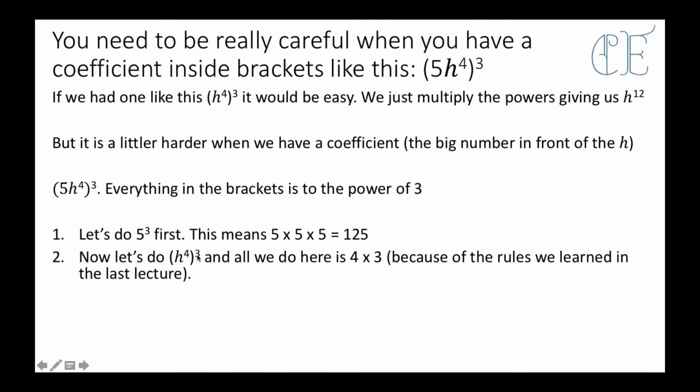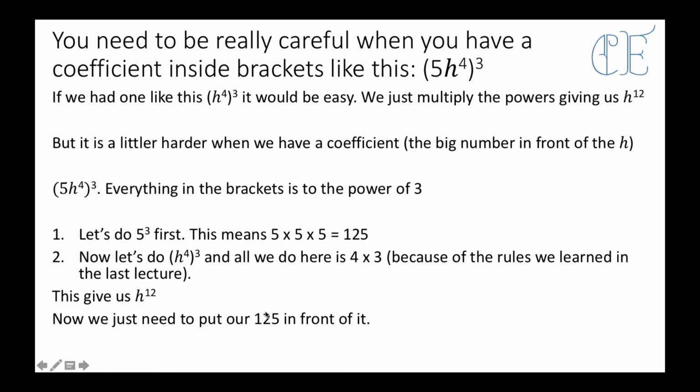Then we do the h to the power of 4, all to the power of 3. And all you have to do for that one, because of the rule that we went through in the last lecture, is multiply the two powers, 4 times 3. So 4 times 3 makes 12, so that actually has h to the power of 12. So now, all we need to do is write it all out. We've got our 125, and we've got our h to the power of 12. Get rid of the brackets. You've worked out what's in the brackets, you don't need them anymore. So it's 125h to the power of 12.